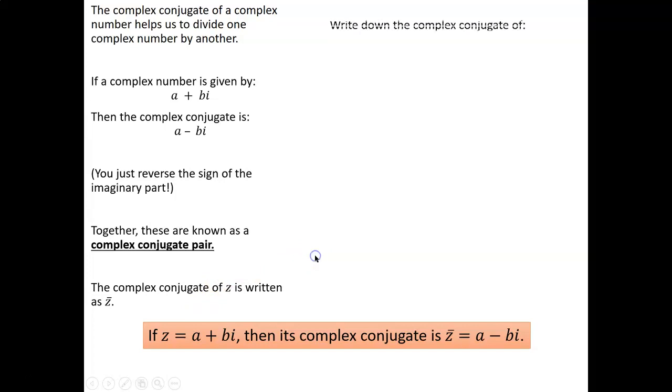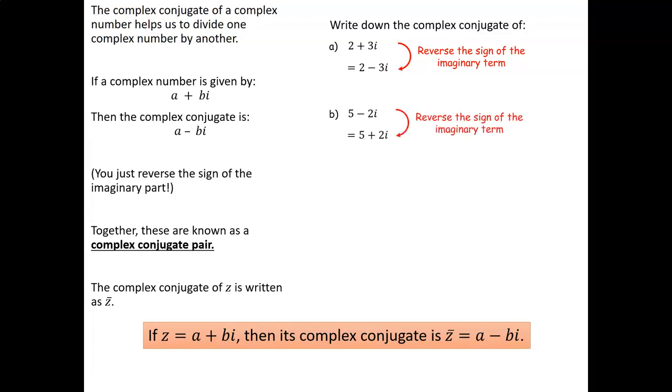So let's go through a few examples. 2 plus 3i, complex conjugate, is 2 minus 3i. 5 minus 2i, its complex conjugate, 5 plus 2i. 1 minus i root 5, its complex conjugate is 1 plus i root 5.